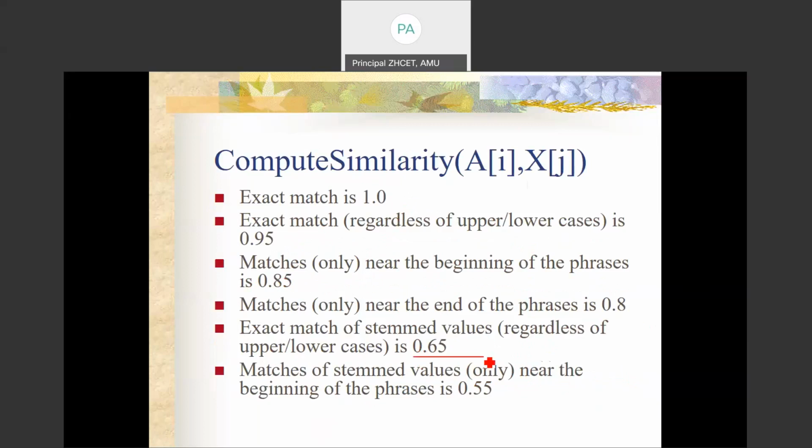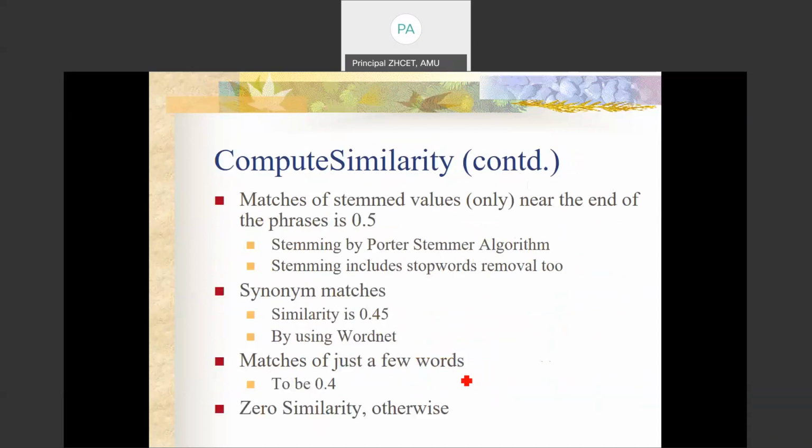Suppose it says "the costing of calls to Spain" in one case and "the cost of calls to Germany" in the other case. I'll have to see that this is not an exact match, but after stemming, it will come out to be a match. Matches of stemmed values only near the beginning of the phrases is 0.55. Matches of stemmed values near the end of the phrase is 0.5.